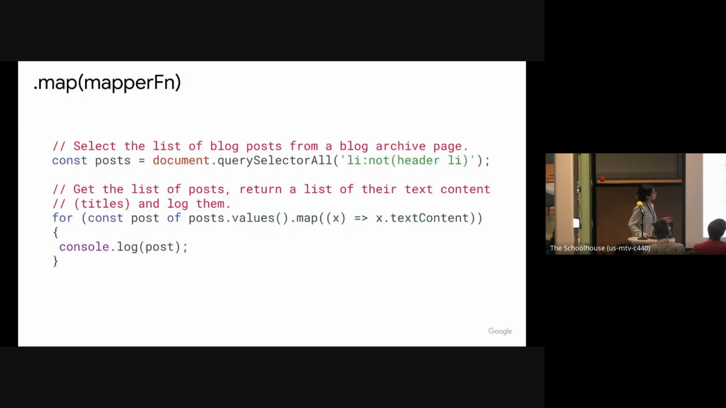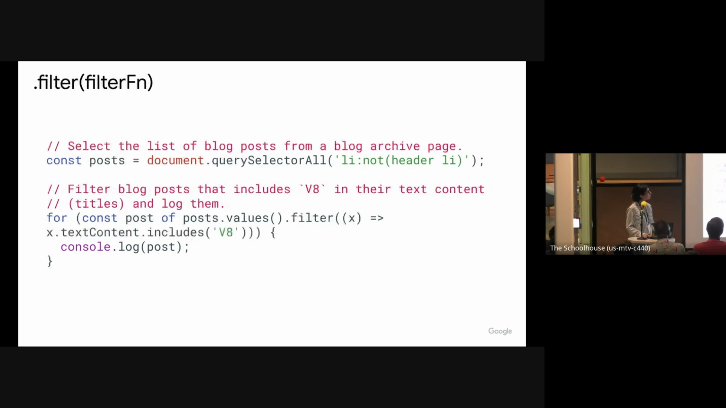So let's get started. The first helper is map, which returns an iterator of values with the mapper function applied to the original iterator values. So for example, if you have a list of the blog posts in an archive page in an iterator, you can get the list of the text content or their titles in a new iterator and do something with it. We just log them here. The next one is filter. This helper also returns an iterator of values from the original iterator for which the filter function returns true. So for example, you can filter blog posts that include V8 in their title or text content.